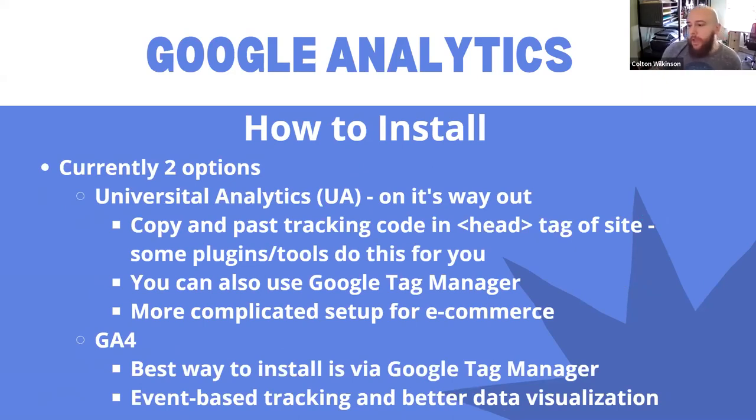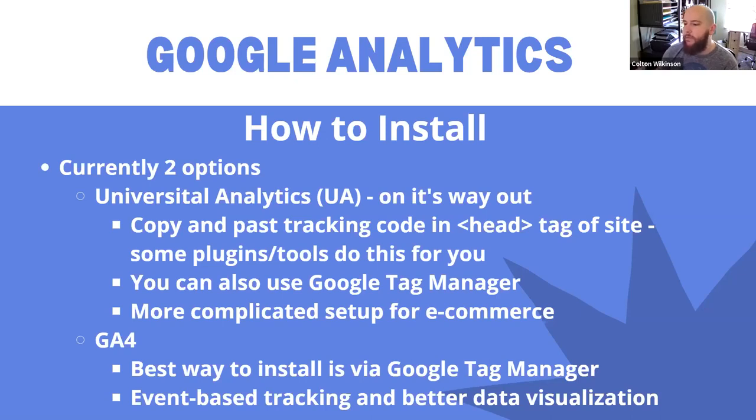So installing this, like I mentioned, there's really two ways you can do it. You can install directly on the site, or you can install through Google Tag Manager. Also, one thing to be aware of on Google Analytics is that there's currently two versions available to you. Number one is Universal Analytics, or UA. This is on its way out. They're going to be sunsetting this, I would say, probably within the next 2-3 years, maybe. And then there's GA4, which is their newest version of Google Analytics.